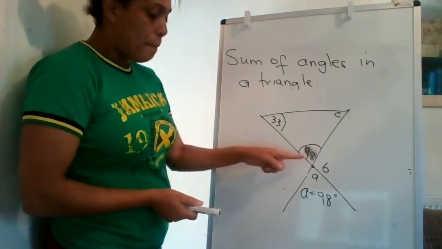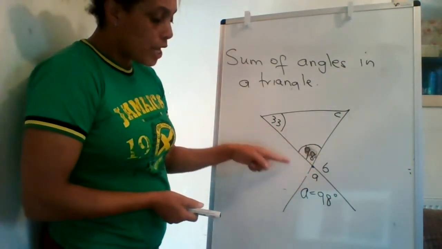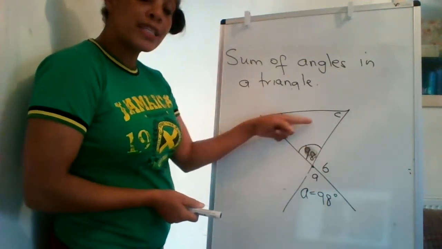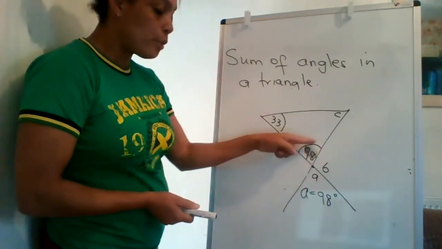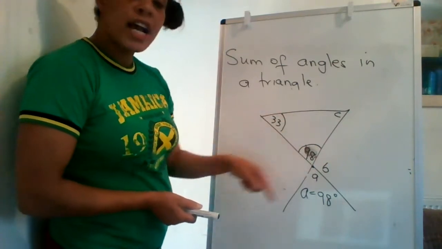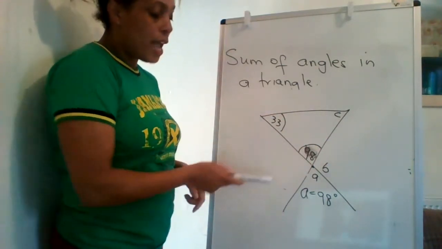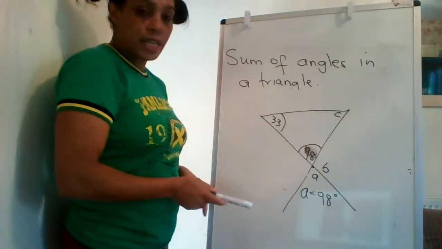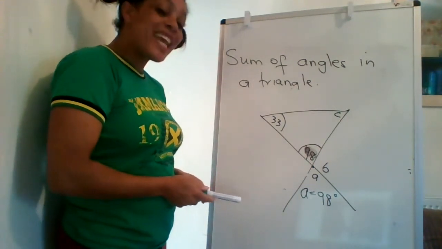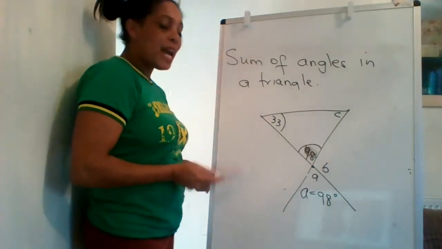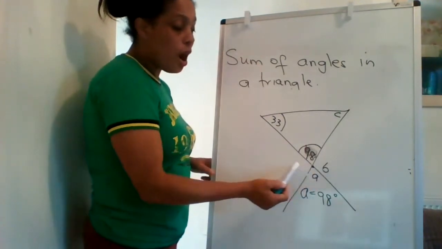We could say B, everything around here gives us 360 degrees, because here is a turning point, and if I go all the way around, I get 360 degrees. I could add 98 and 98, and when I get that answer, I take it away from 360, and the answer that I get, I'm going to now half it.